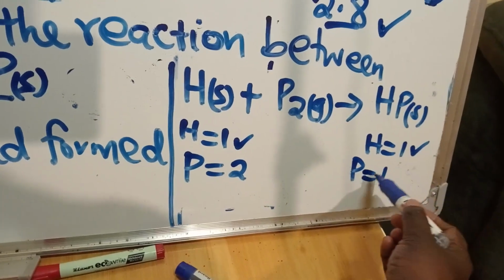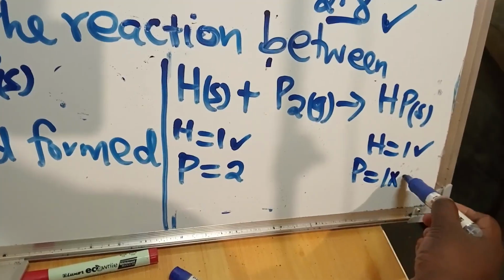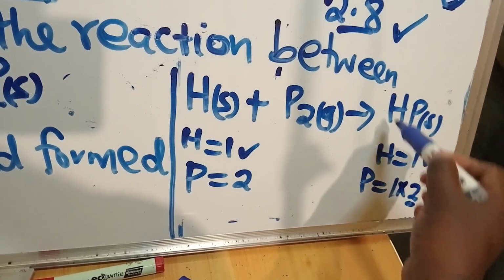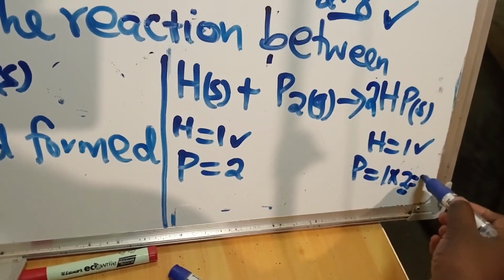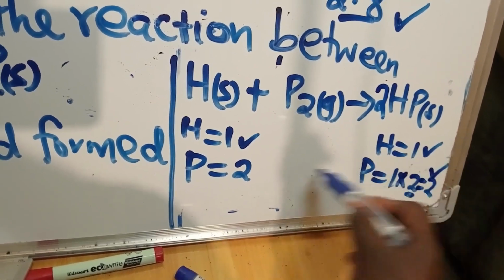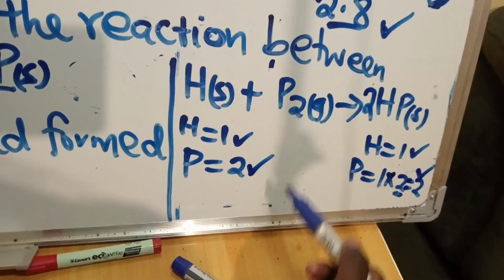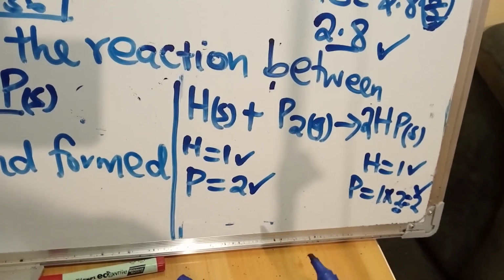And the only way that we can make P become 2 like the reactant side is by multiplying this one by 2. So these 2 that we multiply with, we write it behind there, so that it can become 2, and we say it is now balanced. So the P's are now balanced. If you leave it at that, it will be wrong.